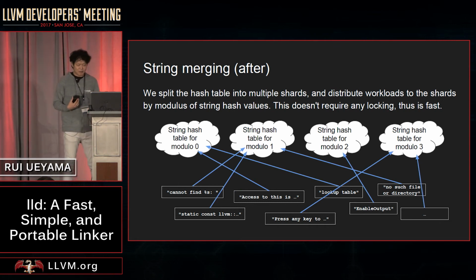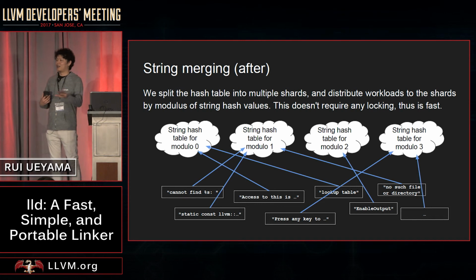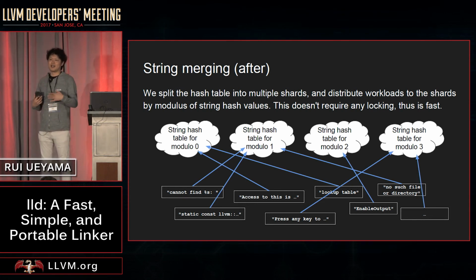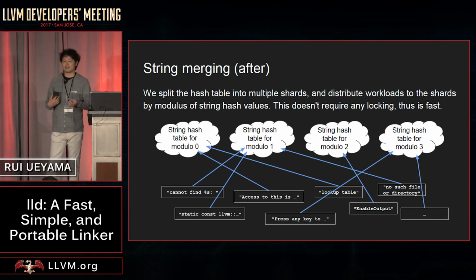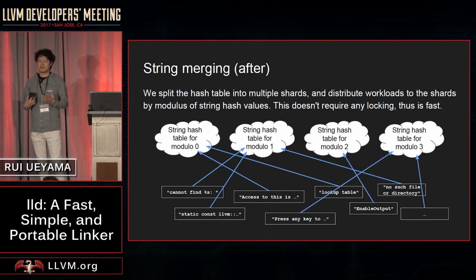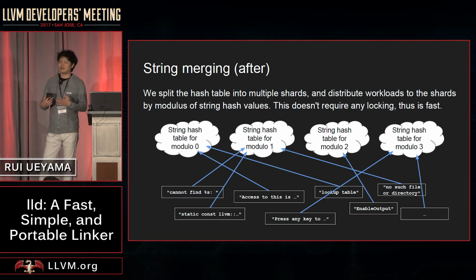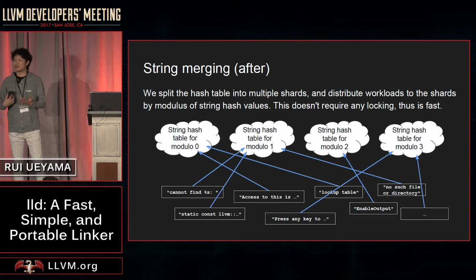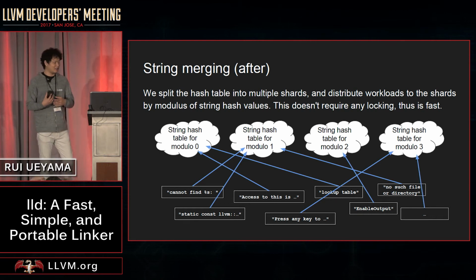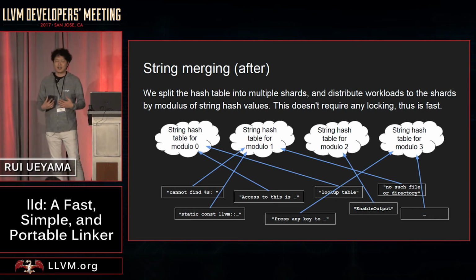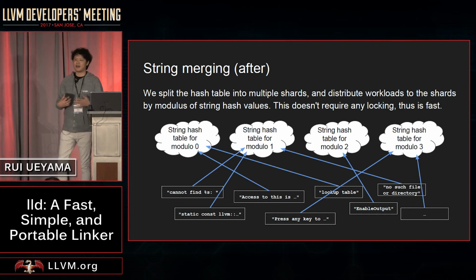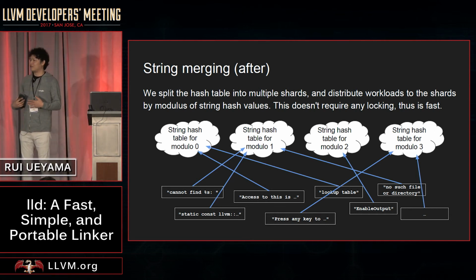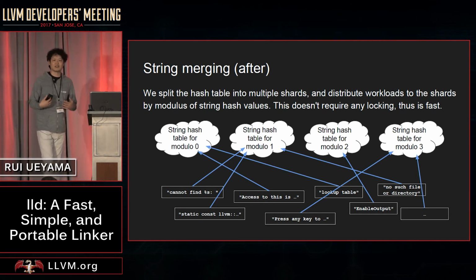Now we have multiple hash tables, and for each hash table, we have a thread. Each thread picks up strings from the string pool and inserts them into its own hash table. Since each thread has its own shard of the hash table, it doesn't need any locking, and it doesn't need any coordination between threads. After all threads finish their job, we combine all the shards into one.